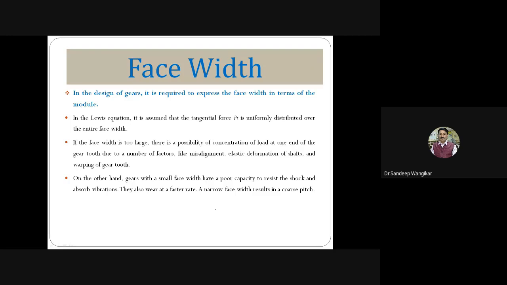Next, very important concept: face width. In the terminology itself, we have discussed what the face width is. It is nothing but the width of that particular gear. In the design of gears, it is required to express the face width in terms of module. Very important. Face width is denoted by B, but in design of gears, there is a correlation between the face width and the module. So face width is required to be expressed in terms of module.